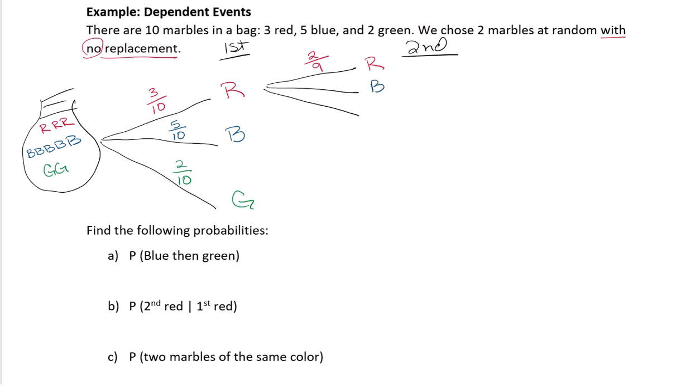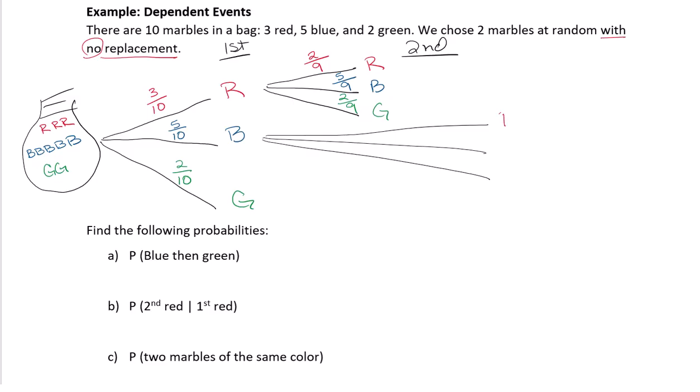We still have all of the blues left, but only 9 marbles total. Green, we still have all 2 of the green, but again, only 9 marbles left. And then we continue for each of these colors. I'm going to do blue out a little bit further so we can see it a little bit better.